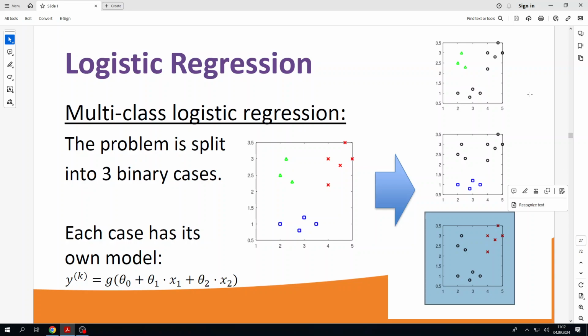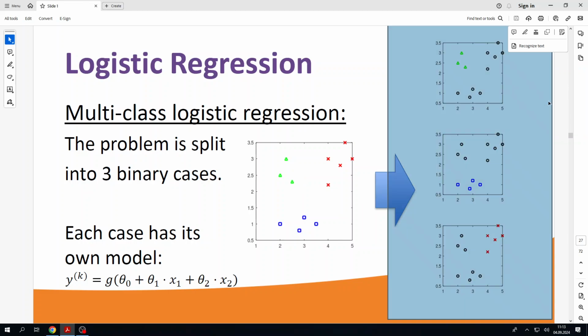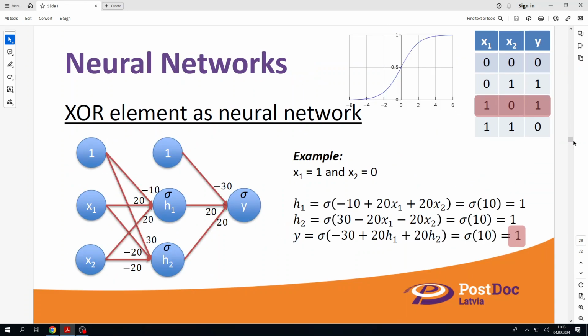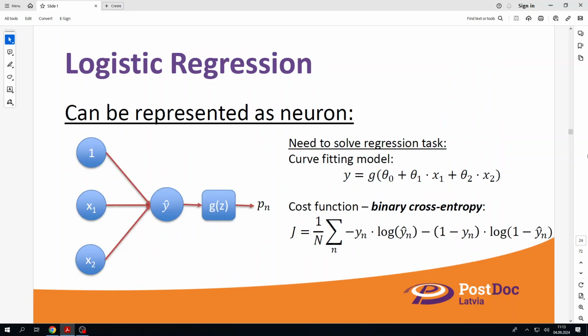So let's say for a picture like this one here, we will have 0.75 probability for the first classifier, 0.2 probability for the second classifier, and 0.15 probability for the third classifier. So we simply pick the highest probability and say, okay, this is a green triangle. That's how this kind of problem works. And we can represent that in the form of a neural network, not exactly like so, but we will now have 3 of such neurons.